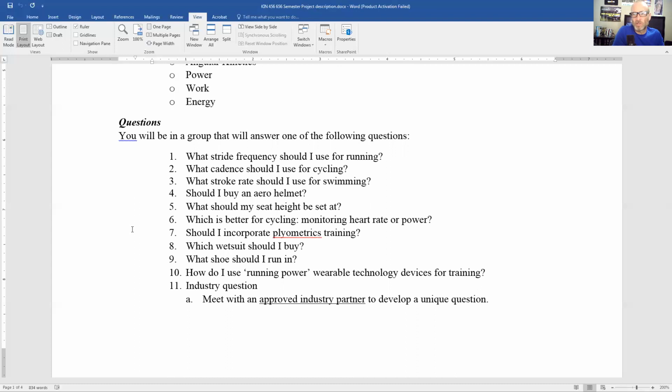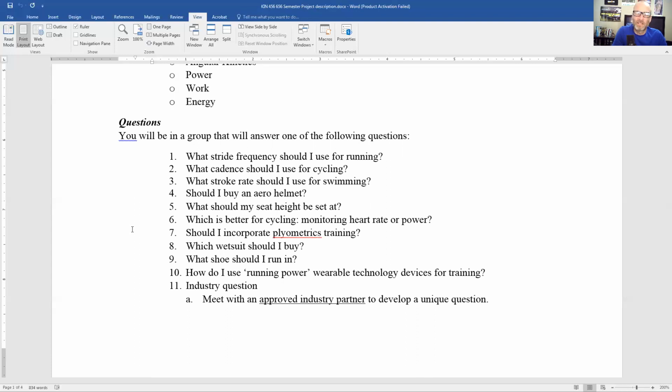Should I buy an aero helmet? What should my seat height be for the bike? Which is better for cycling, monitoring heart rate or monitoring power? Should I incorporate plyometrics training? Which wetsuit should I buy? What shoe should I run in? How do I use running power wearable technology devices for training?